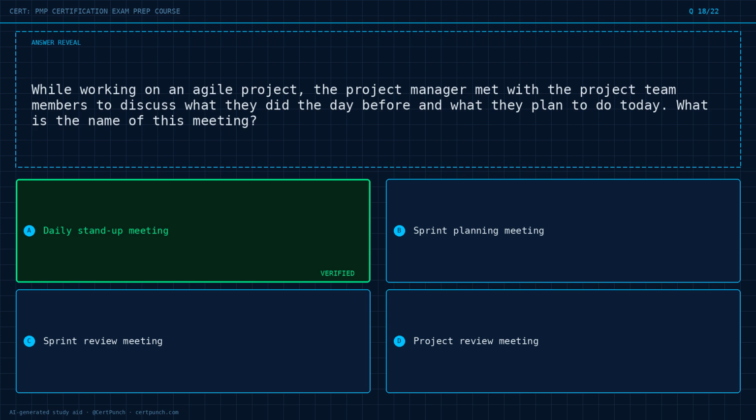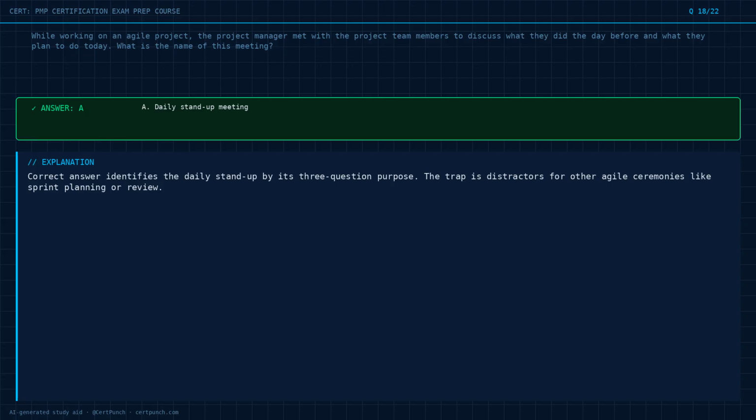The answer is option A. What the exam tests here. Correct answer identifies the daily stand-up by its 3-question purpose. The trap is distractors for other agile ceremonies, like sprint planning or review.